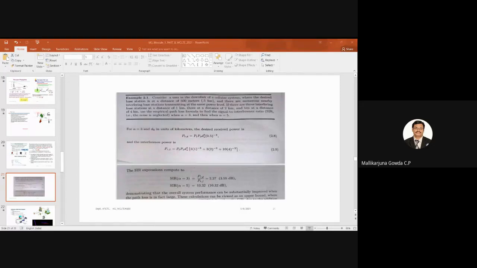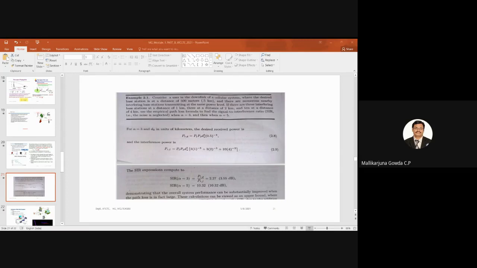So are you able to calculate and say what the value is? It is already done here. What we are getting is 2.27. In terms of dB, it will be 3.55 dB. In the same way, you substitute alpha is 5 in these two equations, and you can find out the signal to interference ratio. When alpha is 5, we find the signal to interference ratio is 10.32. In terms of dB, it is this much, right?